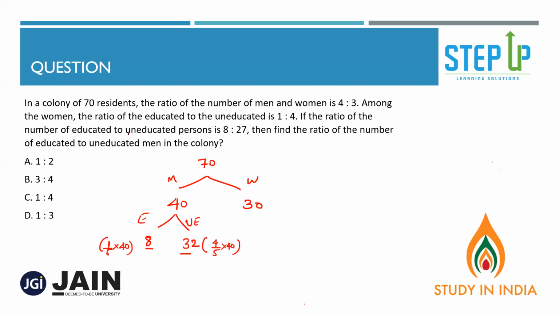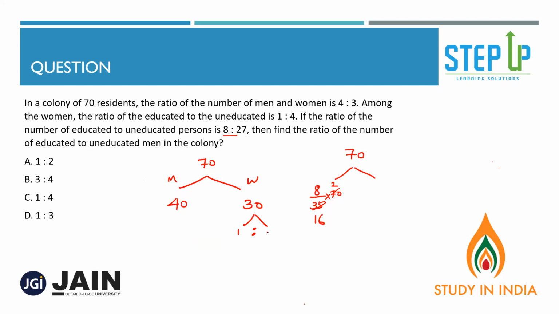Now, the other one they're saying, the number of educated to uneducated persons is, so out of 70, 8/35 of 70, that is 16. Yeah, this part is for female or males? This is for female. I calculated for males because 4 was looking good. Sorry. So this has to be 1:4. So 6 and 24. Educated to uneducated. And this is again educated to uneducated. So 70 minus 16 is 54.